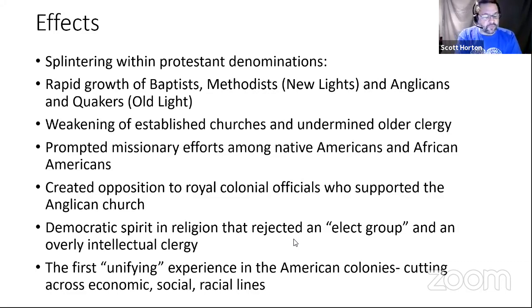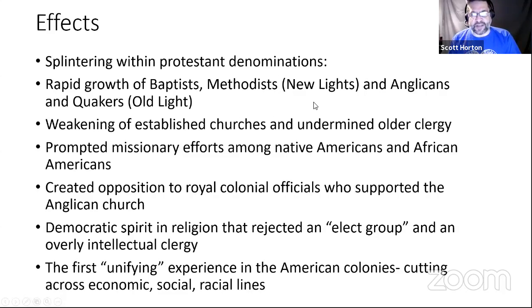And so many historians point to this as one of the first examples of the colonies beginning to realize that they have something in common with each other that might not be quite the same as what's happening in England. There's lots of different religious groups that grow out of this, as I mentioned up here at the top. The New Lights and the Old Lights.